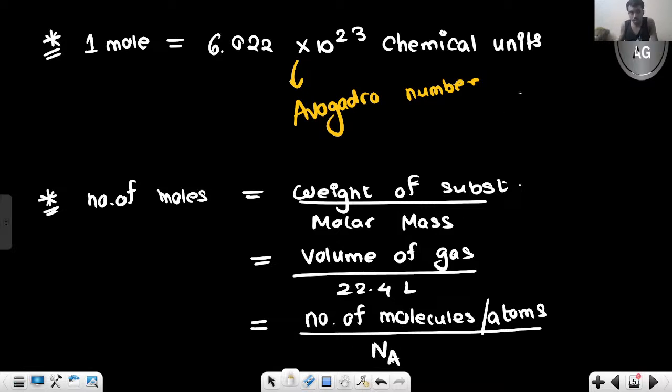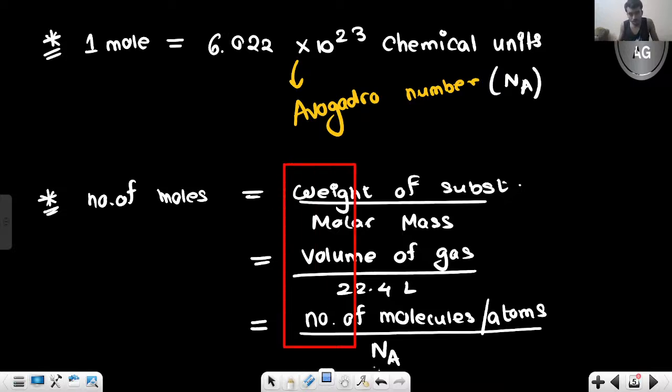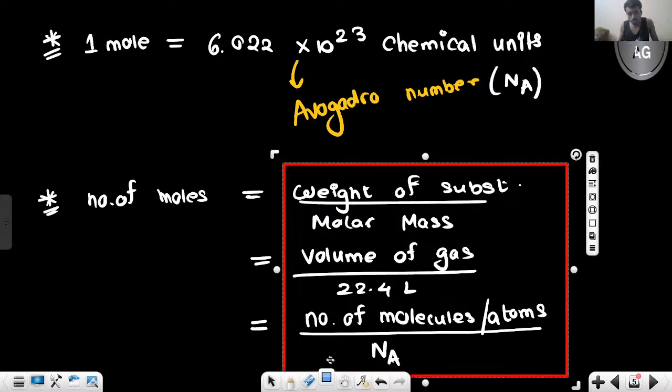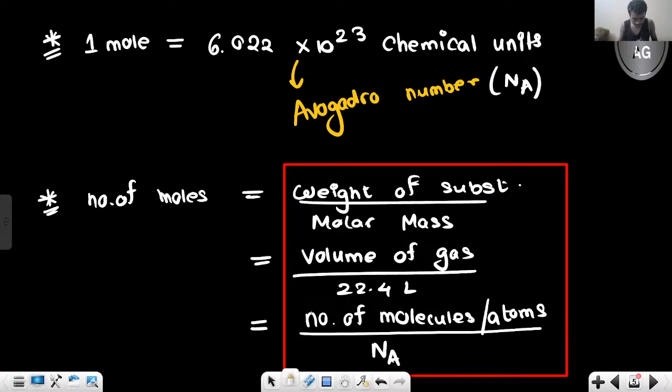I am writing Avogadro number as Na. So these are the three most important and basic formulas for finding the number of moles from any given data in the question. Whatever is given in the question, accordingly we will apply either of the formulas to get the number of moles.